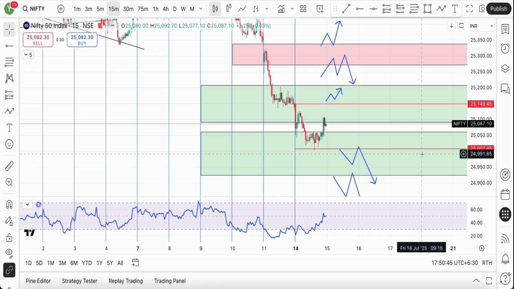But as of now, stick to intraday scalps. Be quick to take your profits, be quick to take your stop losses, and trail your positions tightly is all I can say.